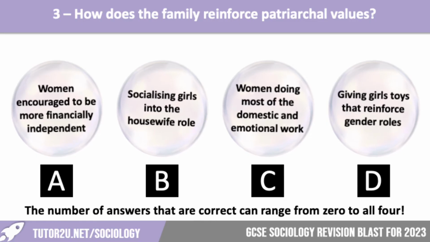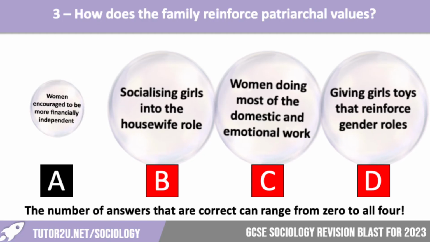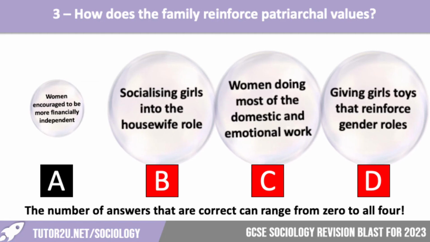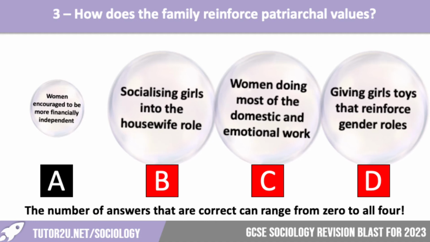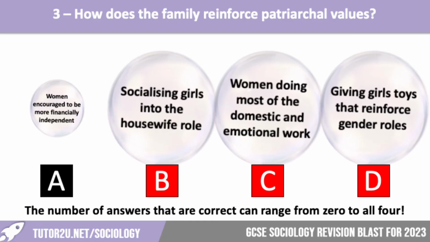Okay, A, B, C, D. Let's have a look. It is B, C, and D. So socialising girls into the housewife role, and you can argue that's done by giving girls toys that reinforce gender roles. So, for example, dolls to nurture when they're little, and children seeing that the women are doing most of the domestic and emotional work there.